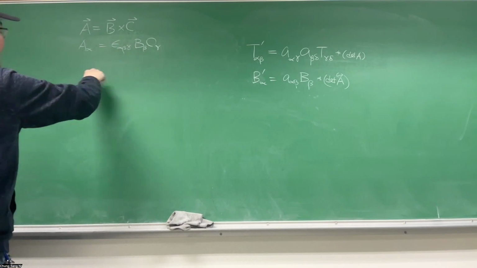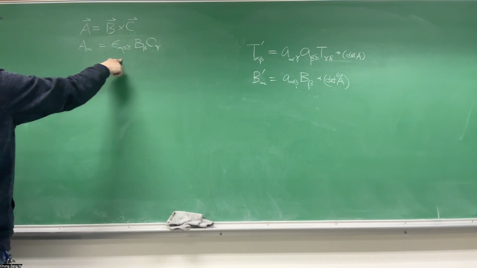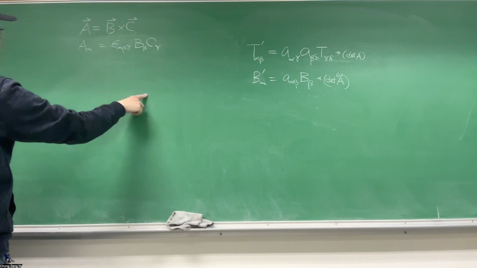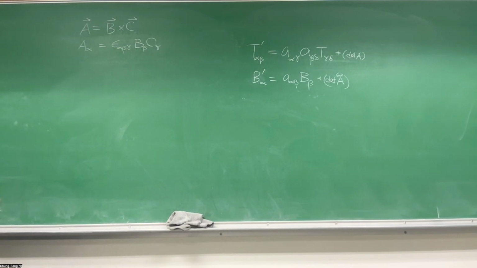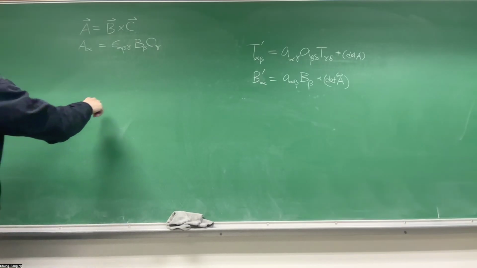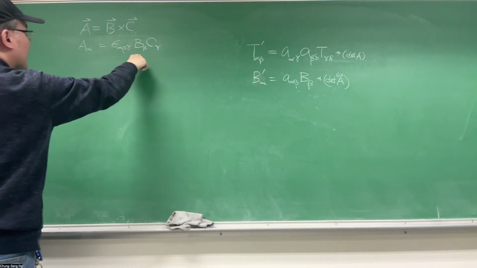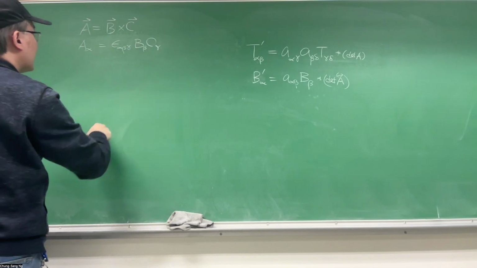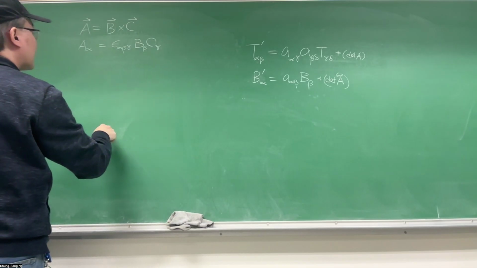Okay, so that is how you express a cross product in index form. Now we want to transform that according to the transformation property of beta and gamma, right? And the idea is you can define like a.